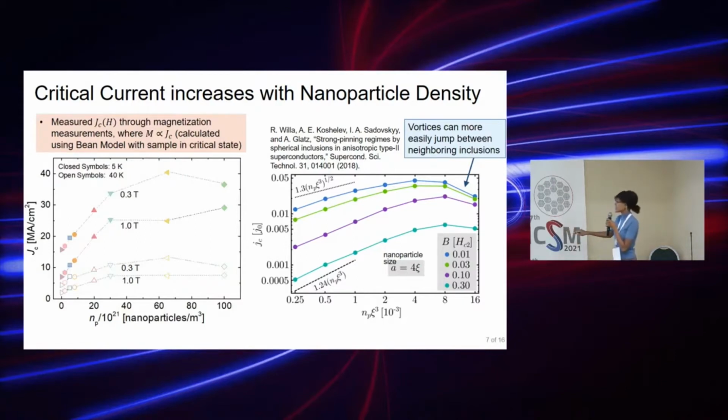They too expected an increase in JC with increasing nanoparticle density. And then I just wanted to point out here that their simulations show that eventually there should be a decrease in JC with increasing nanoparticle density. There are a couple of reasons for this, and one of them is that when you get to high enough densities, your nanoparticles are close enough together that it becomes easier for vortices to hop between neighboring nanoparticles.